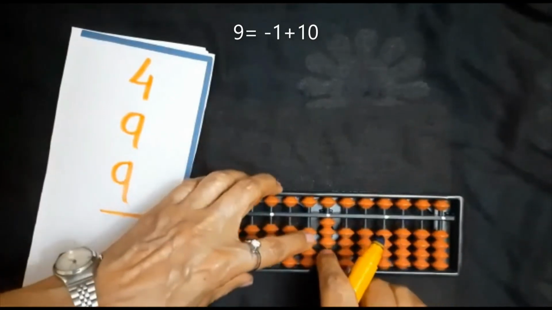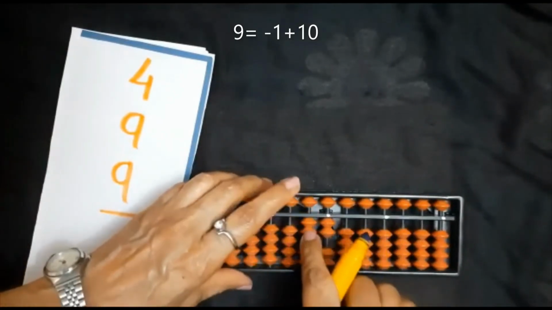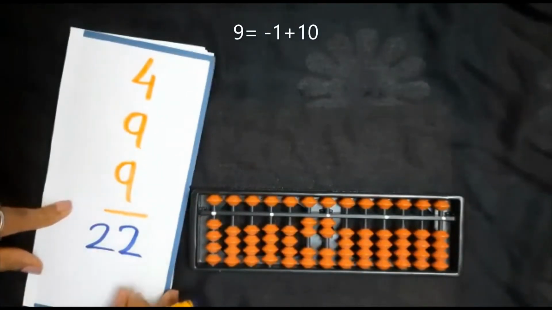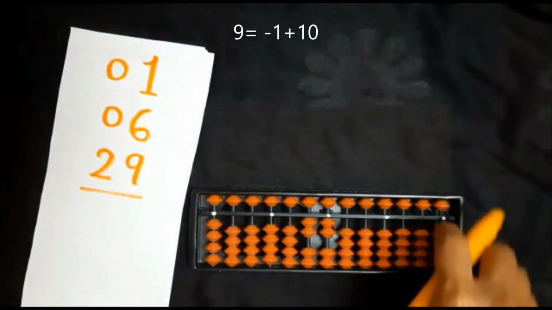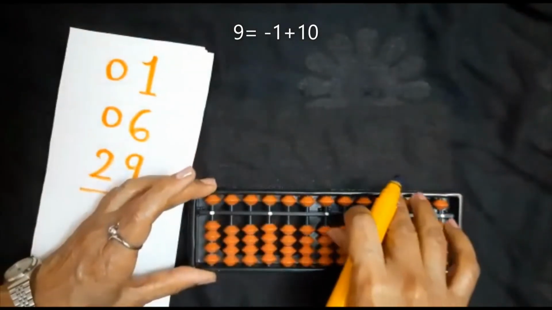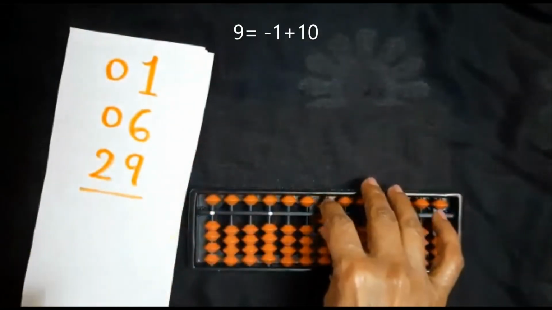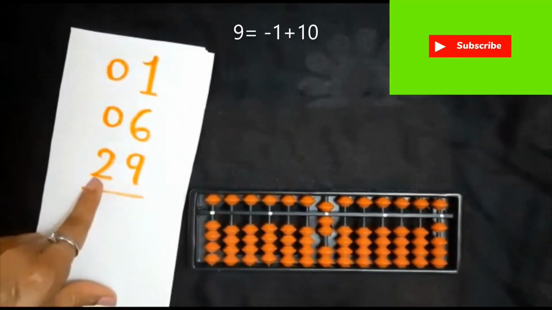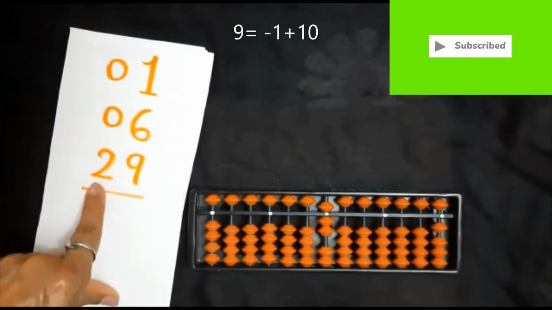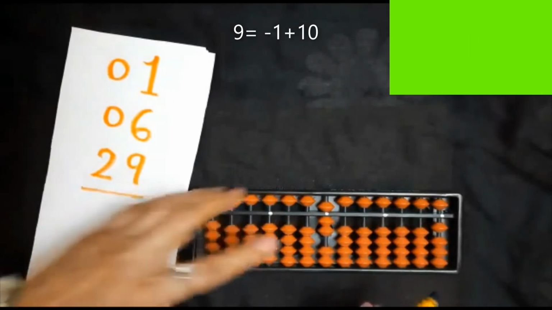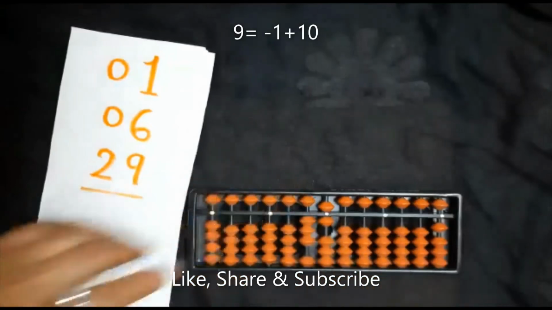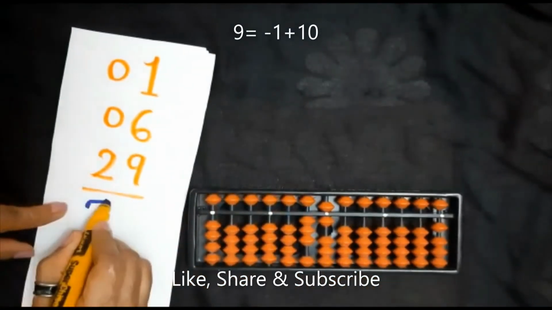4 plus 9 plus 9, so answer is 22. Use proper thumb and finger for fast calculations. 1 plus 6 plus 29. Whenever two digits are there, we have to split the number like 20 plus 9. So 20, and for 9 we use formula minus 1 plus 10. So answer is 36.